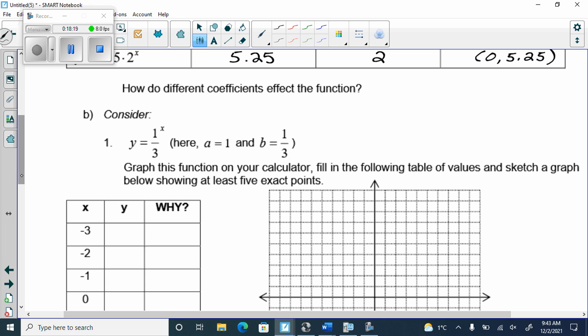What's going to happen with a third? I've literally destroyed all of the discovery in this lesson. What happens when B is a third? You're going to get a decay.